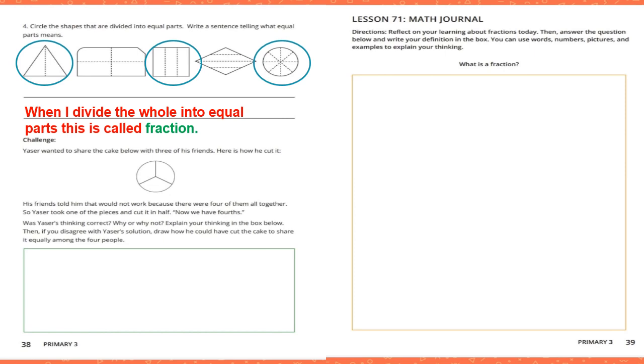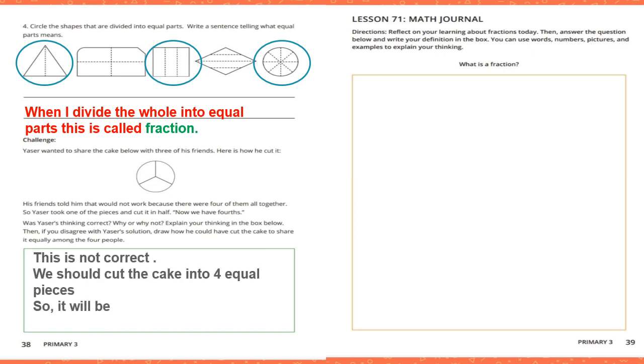Why or why not? Explain your thinking below. If you disagree, you can draw a solution. Focus with me. They are 4 friends, and this is not correct. If he cut 1/3 of these thirds into 2 parts, they will not be the same. So it's not correct. We should cut the cake into 4 equal pieces to have 4 fourths. It will be like this. If I have this cake, I will cut it like this.